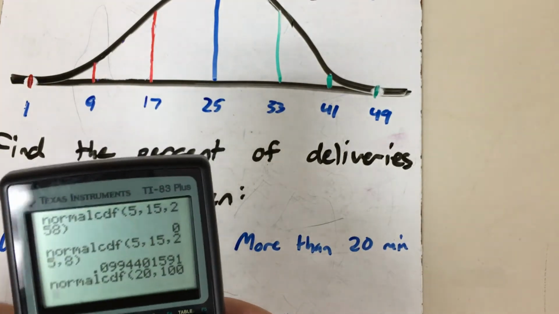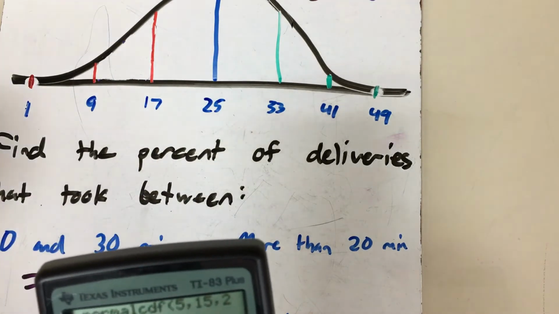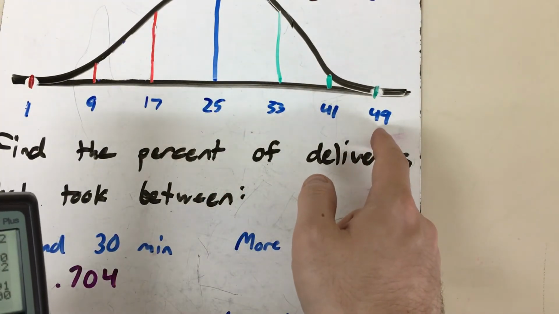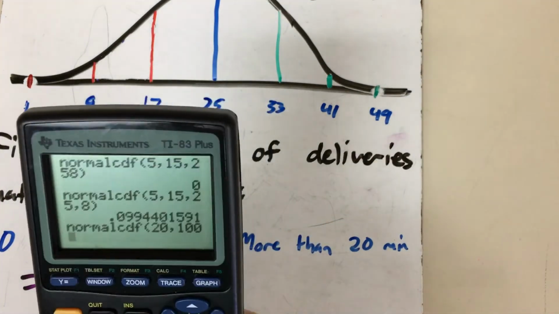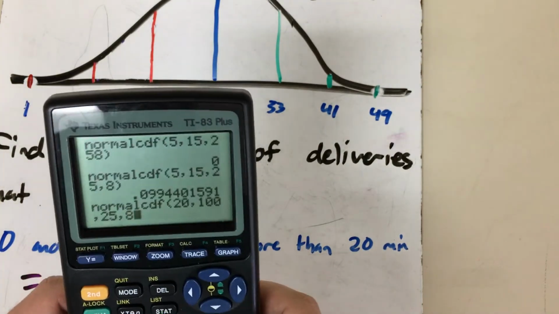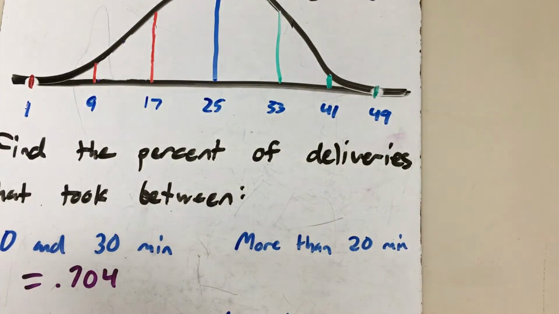Now, of course, there's no way we're going to get every single little possibility, but at this point, for a distribution with 3 standard deviations up at 49 and I'm typing in 100, it's going to pretty much cover just about everything. Make sure I add my comma, 25, 8, and this gives me about 73.4% or 0.734.